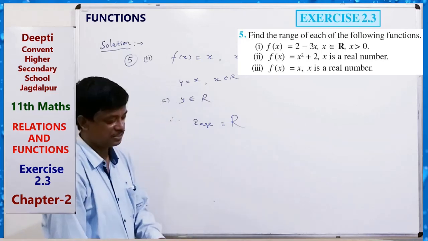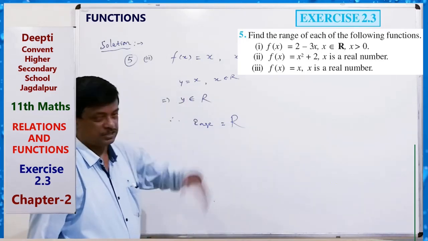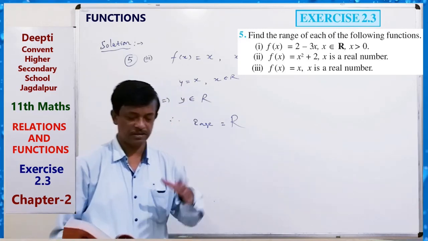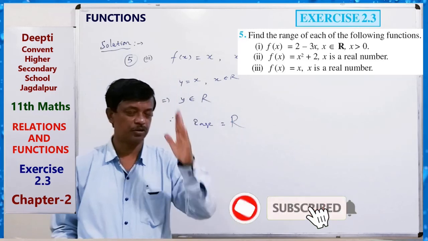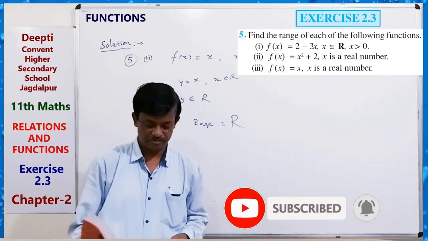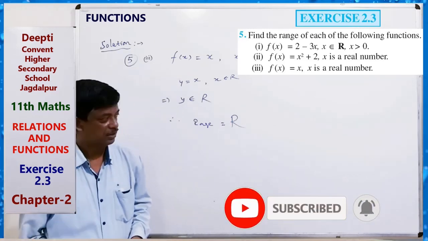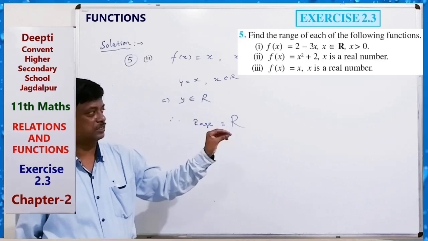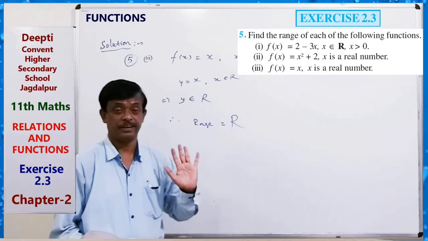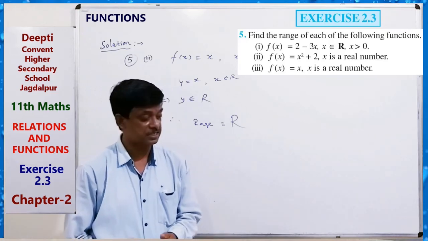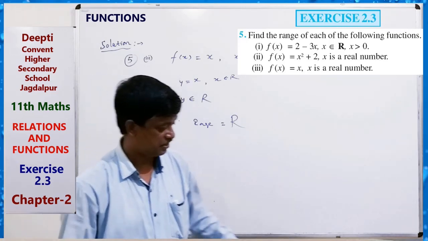Very simple questions. So this was the solution of exercise 2.3. You have to solve all the questions in your copy and send me the PDF file for your attendance. Some of the definitions and the remaining questions of this chapter we will discuss in the next class. Okay.